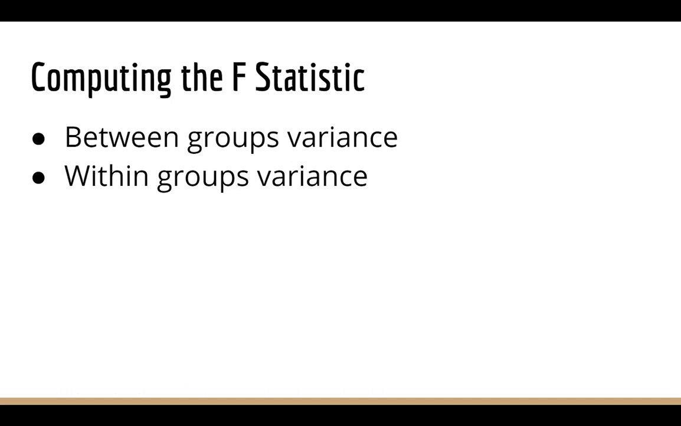In an ANOVA, we're concerned with groups. If the group means are different, we can explain that. It's due to our grouping. The variance within the groups cannot be explained. So you may see these also referred to as explained variance and unexplained variance.